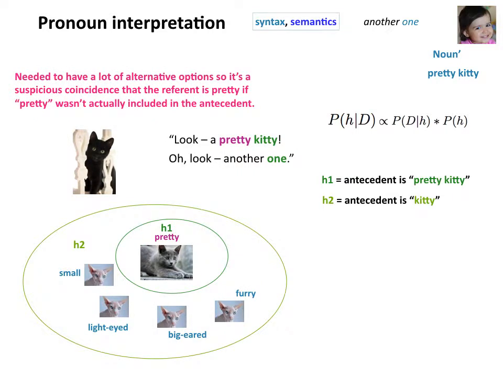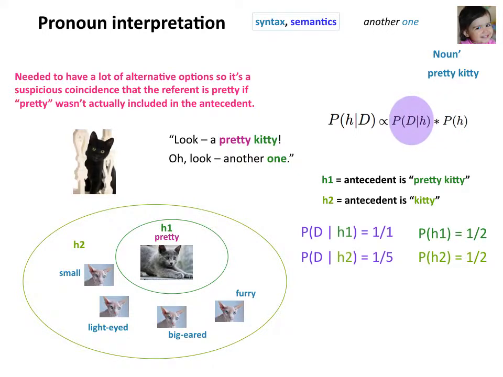If you have two hypotheses, one is that the antecedent is "pretty kitty," so the referent is just the pretty one. And the other is that the antecedent is "kitty," and so you can have lots of other possible things in that hypothesis space. Let's just say you know of 5 other things that could be true. So we create 2 hypotheses, one of which is a subset of the other: H1 is our smaller one, and the other is larger. Let's look at this in terms of Bayesian inference. On the prior, let's say we don't have any push or pull towards either one. Before we see anything, either of these 2 hypotheses is equally likely.